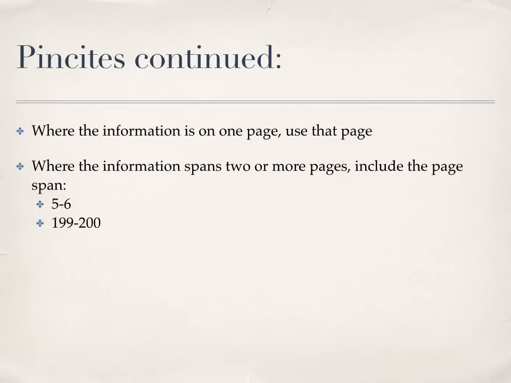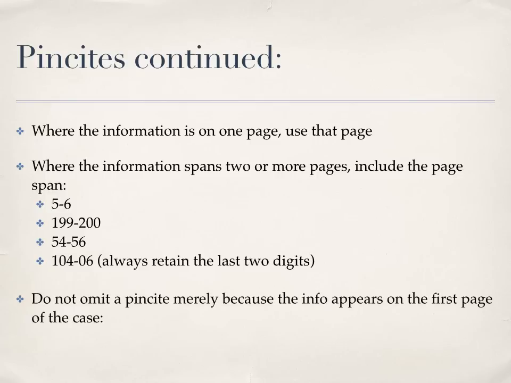So 199 to 200 would have the 2 full numbers because all of the numbers change. But generally, we're going to keep the 2 digits, the 10s and the 1s, in any page span. So we use 54-56. And even in 3 or more digits, retain the last 2 digits even if the 10s didn't change. Therefore, 104-106 becomes 104-06. Finally, don't omit a Pincite merely because the content you're citing appears on the first page of the case. When that happens, repeat the page number in the Pincite location.